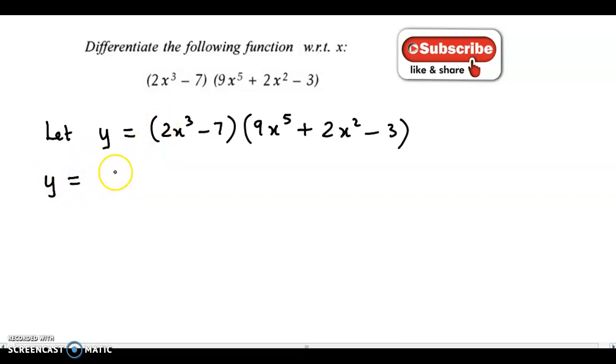So we have y equals, now let's multiply by 2x cube. Now 2x cube into 9x raised to 5. Now 9 into 2, that's 18. And x cube into x raised to 5, so that's x raised to 8, right? 3 plus 5 is 8. Now 2x cube into 2x square. 2 twos are 4. x cube into x square is x raised to 5. 2x cube into minus 3, that's minus 6x cube.